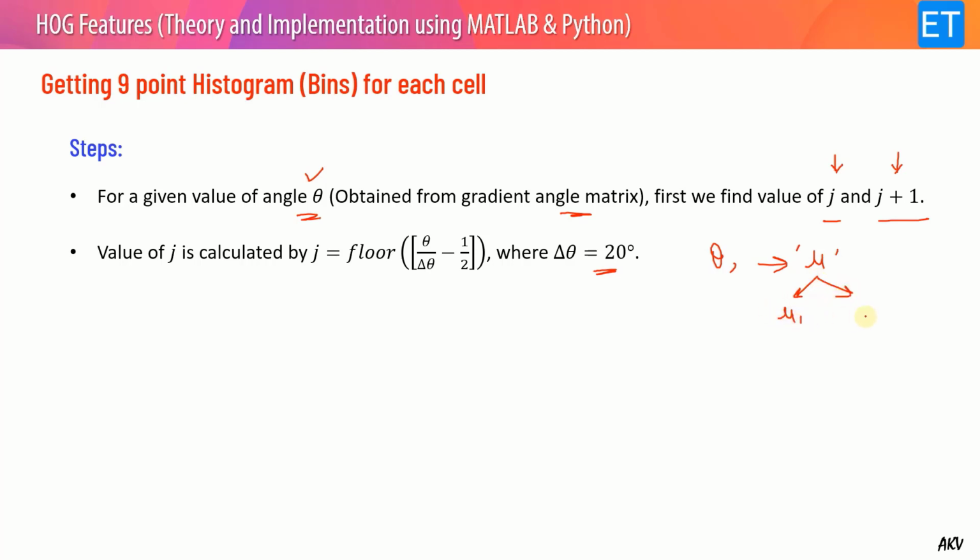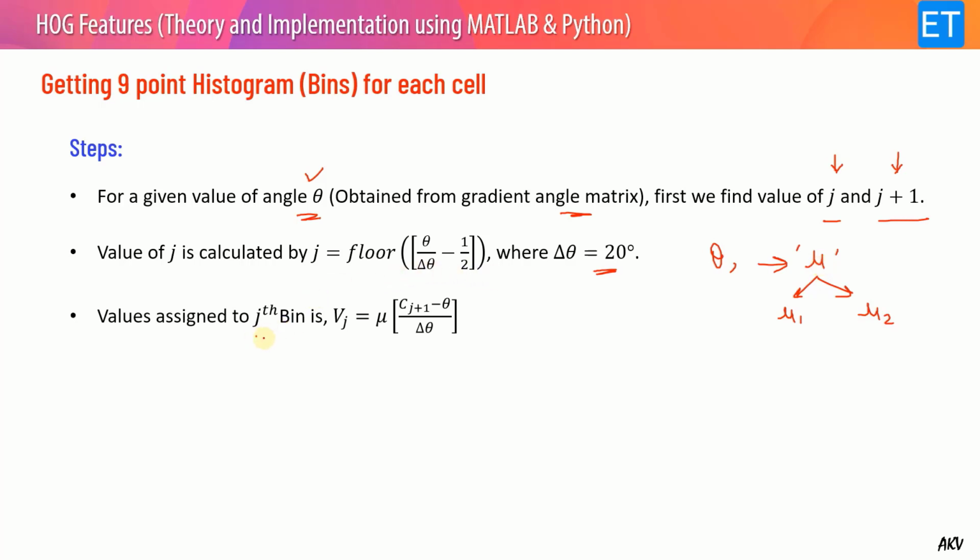Okay, let's say mu1 and mu2. We will give this mu1 to the jth bin, and we will give this mu2 to the j plus 1th bin. I mean, we divide the mu into two portions, and these two portions will be given to the jth and j plus 1th bin. So let's see how it is obtained.